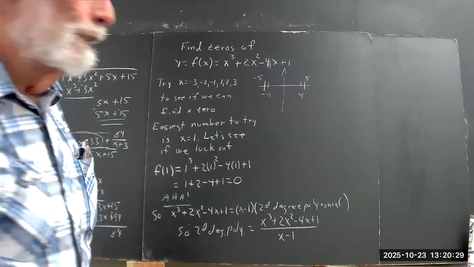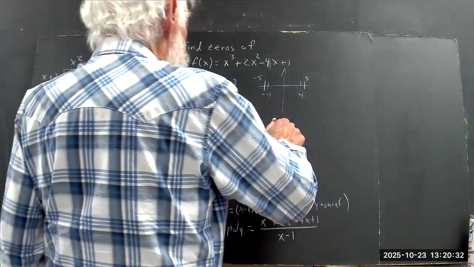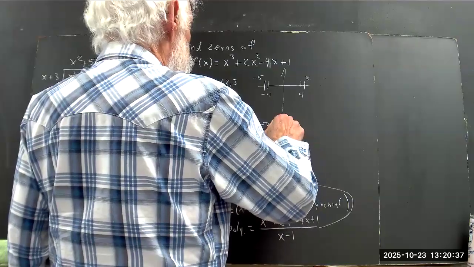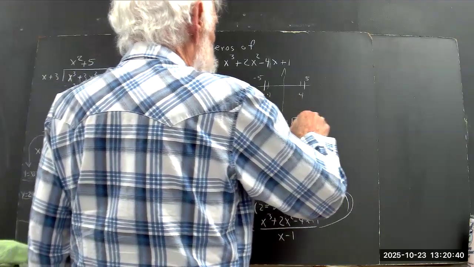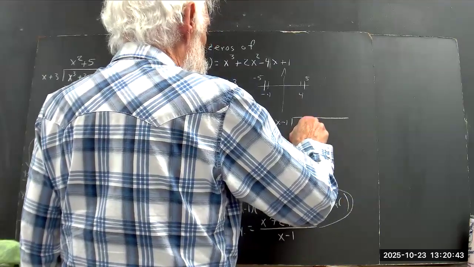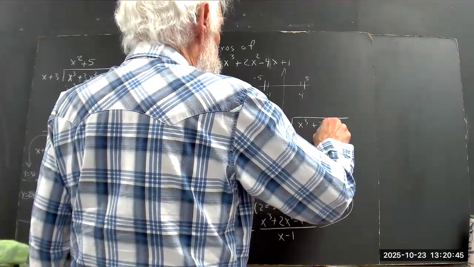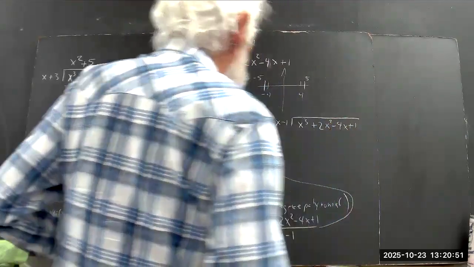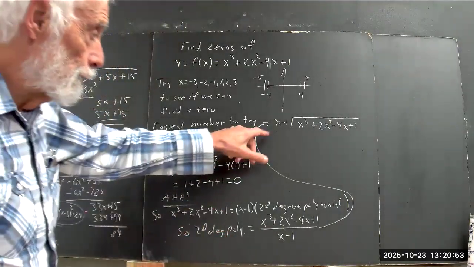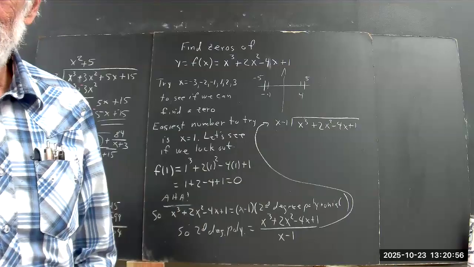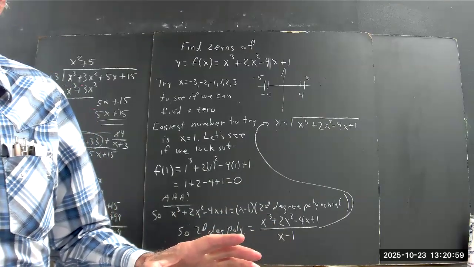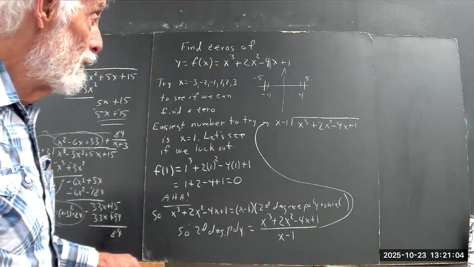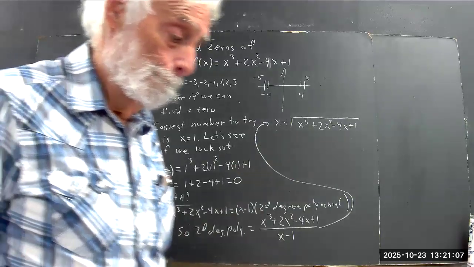Long division. So in this exercise, let's divide x minus 1 into x cubed plus 2x squared minus 4x plus 1. Now, since x minus 1 is a factor, this has to come out without a remainder. Otherwise, this wouldn't be a factor. So see what you get.